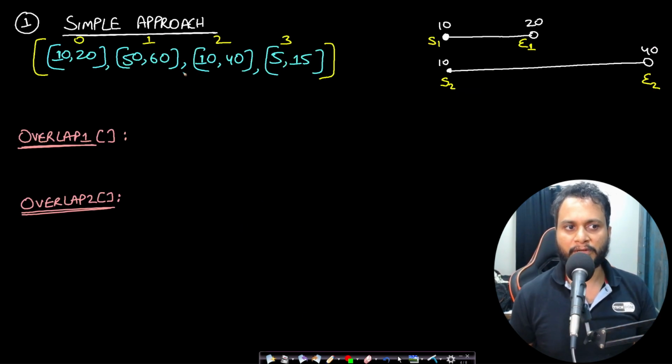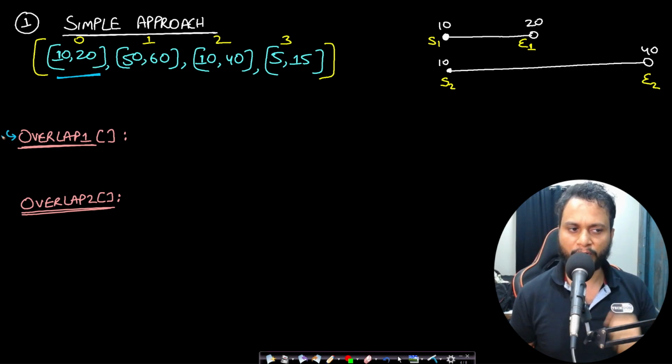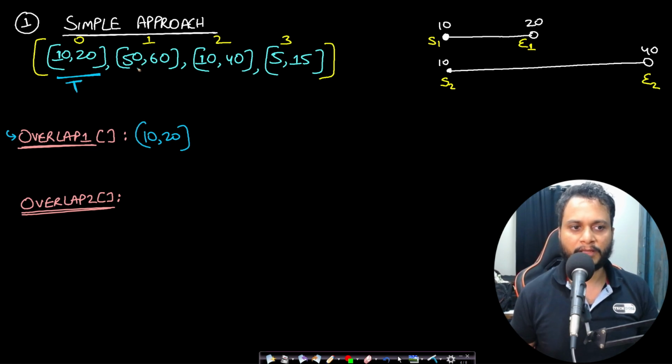Now let's see the simple approach. In the simple approach, we just iterate over all the intervals. I will explain why we have taken overlap 1 and 2. Let's see this 10 comma 20. The overlap 1 array will say that there is at least one overlap. When 10 comma 20 comes, the array is empty, so we just insert it into the array and say that we can book this 10 to 20. Now let's say the next interval coming is 50 to 60.